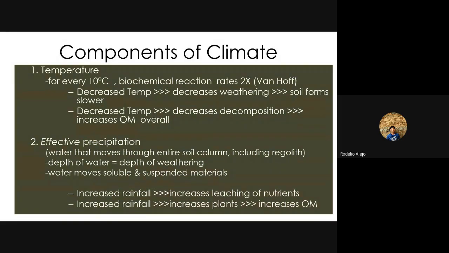So water moves soluble and suspended materials. So syempre, di ba yung water natin, minsan ma-dissolve nila yung mga nutrients na nasa soil. So that will cause the movement of materials and other nutrients. So if there is an increased rainfall, there is an increase of leaching of nutrients. So when we say leaching, it is the loss of nutrients, commonly downward. Okay? So also when there is an increased rainfall, there is an increase of plants, di ba? Pag minsan, di ba, nakapansin natin pag tag-ulan, tumutubo yung maraming damo. So that will yield to the increase of organic matter.